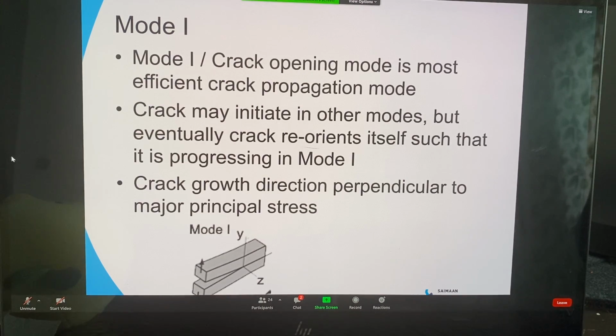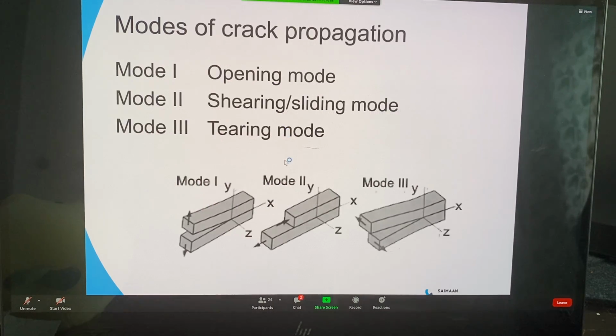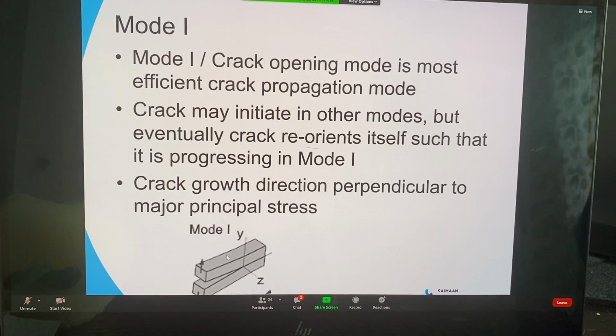And this mode 1 is important because it requires the least force, least energy, for the crack to grow. So therefore, the crack may initiate if the crystal grain structure is in such direction that the loading is only causing the crack for mode 2 or mode 3. It might be that the crack has been initiated in mode 2 or mode 3, but eventually mode 2 and 3 tend to turn into mode 1, which means that the crack will reorient itself, so that it is progressing in mode 1.